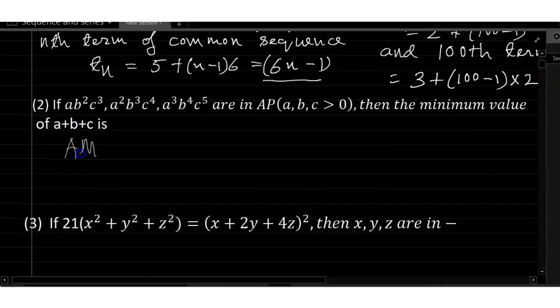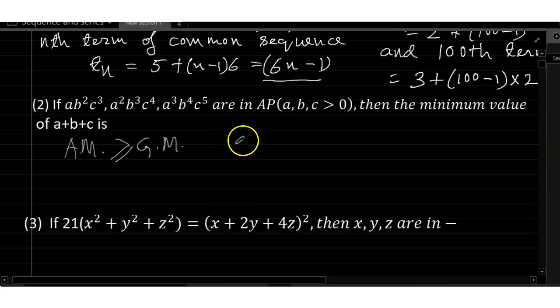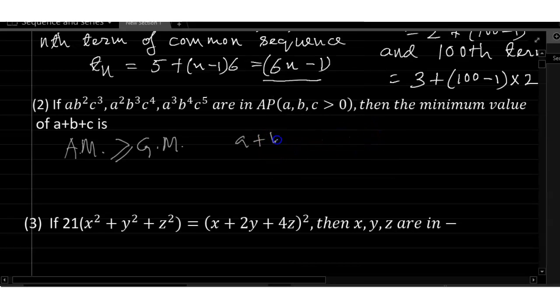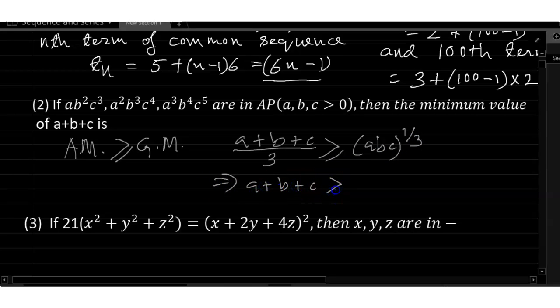Next, AM is greater than or equal to GM. So (a plus b plus c) divided by 3 is greater than or equal to (abc) whole to the power 1/3. And I can write this way: a plus b plus c is greater than or equal to 3 into (abc) to the power 1/3.